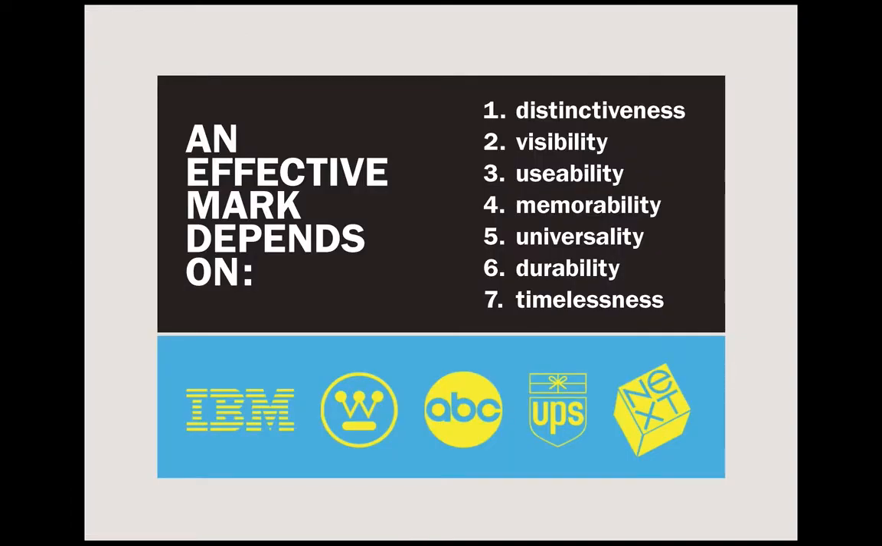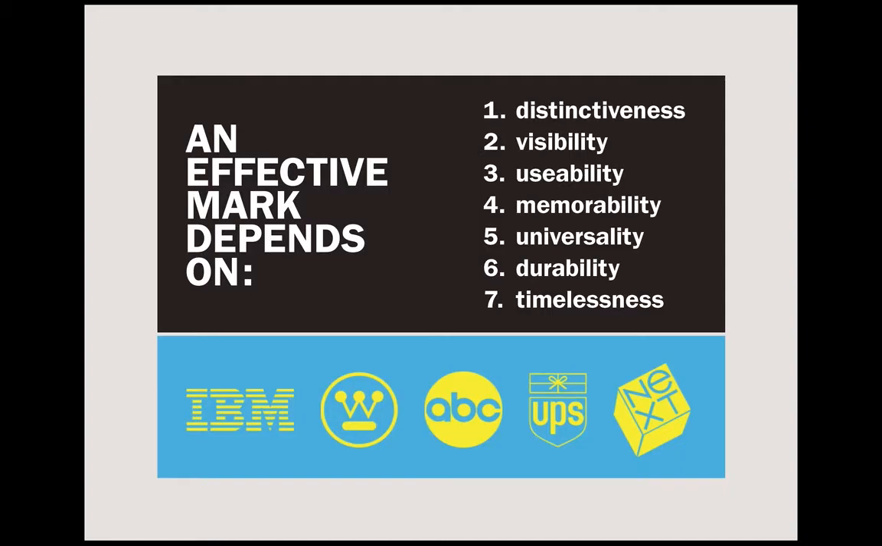So an effective mark depends on, distinctiveness helps, right? It needs to set itself apart from the rest of the pack in its industry or marketplace. Obviously visibility is important. How does it work across a variety of media? We've talked about this. Does it work from a business card to sometimes the side of an airplane and everything in between? And with that, usability is a big part: how easy is it to use and apply? Memorable is obviously huge, and that's often gained, like we said, over time.